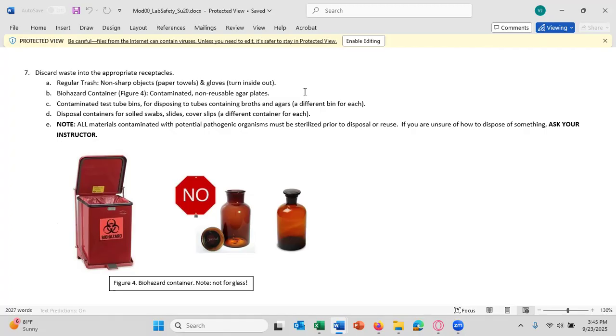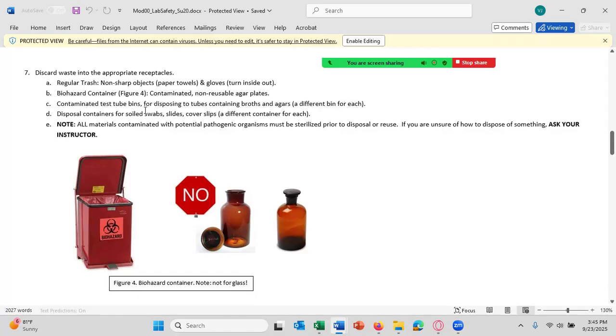Anything that is contaminated goes in the biohazard container, which has an autoclave bag in it. It will be taken out and sterilized in the autoclave before it's thrown in the regular trash, which you will never see, even if you go in the lab, because that would be done by the lab personnel. No glass, no sharps in the biohazard container.